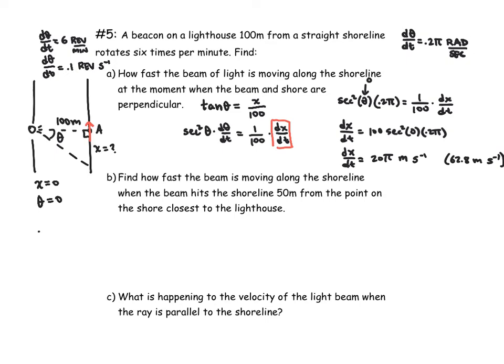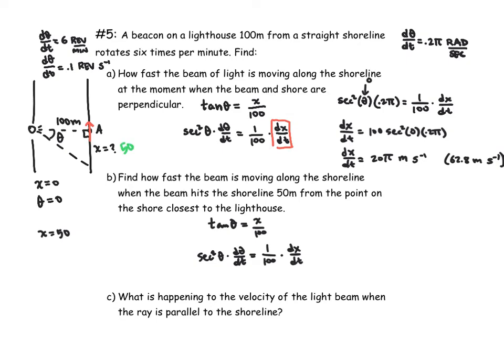So now the only change here is that x is going to be 50. I'm not going to re-sketch everything. I'm going to use the exact same setup. Tangent of theta equals x over 100. That means secant squared theta times d theta dt, which hasn't changed, should equal 1 over 100 times dx dt. So what has changed if x is equal to 50? Let me change this to a 50.